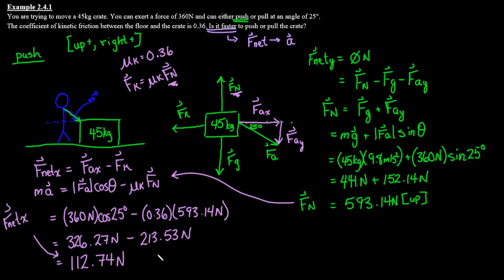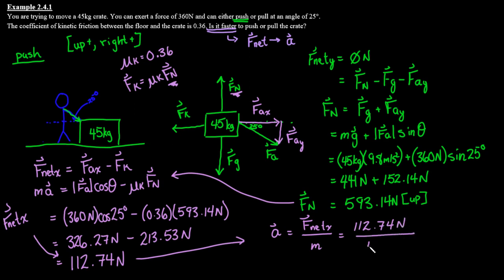Now we know what the F net is. Let's go and get the acceleration. So the acceleration is just going to be equal to that net force that we just solved for in the x direction divided by the mass of the object. So 112.74 newtons divided by 45 kilograms gives us an acceleration of, I get 2.5053 meters per second squared. Okay, now that's the push.